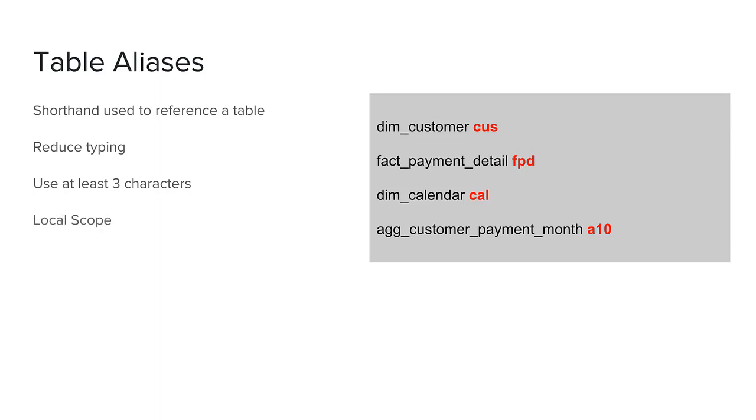Also to note that aliases use local scope, and therefore an alias can be used multiple times throughout a section of code, but may be referencing a different table each time. For example, if I had 3 separate select statements, select from customer, select from address, and select from order, we could use a table alias of A10 for all 3 tables, and they would be unique to each select statement.